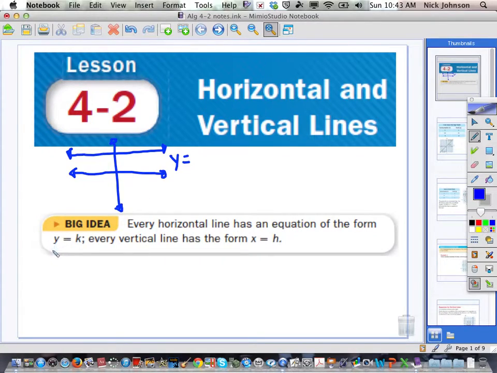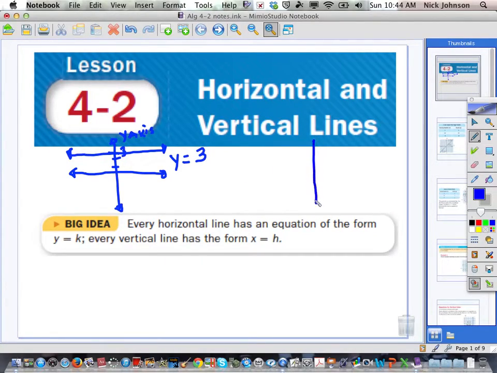Why it starts with y equals is because it only goes through the y-axis, okay? And y equals k, that's my constant. Well, this has to go through something, so if I said this was 1, 2, 3 right here, so it goes through 3, that means my equation for this horizontal line is y equals 3.